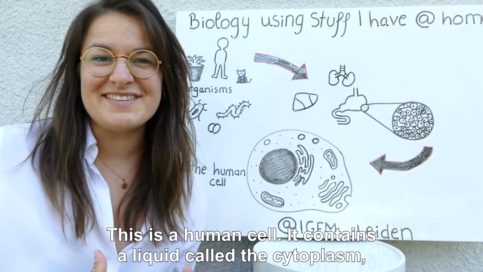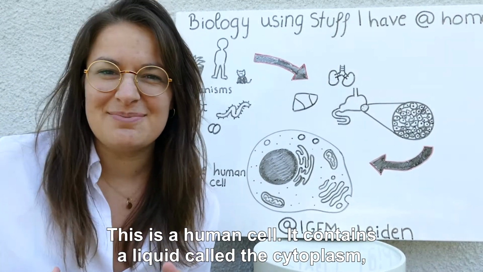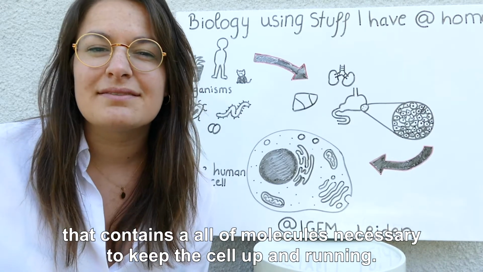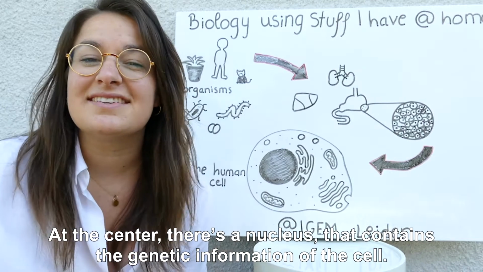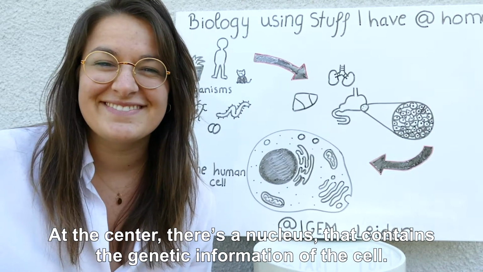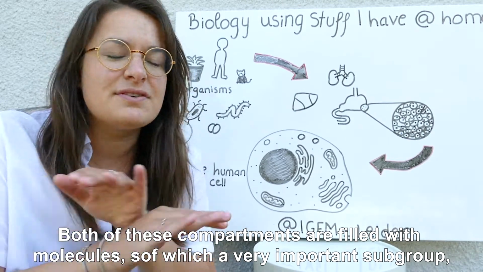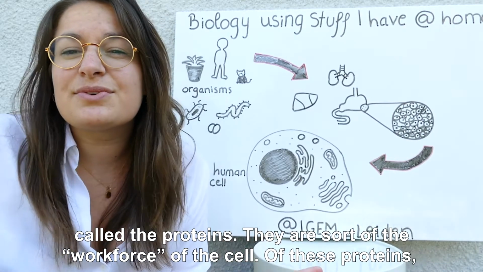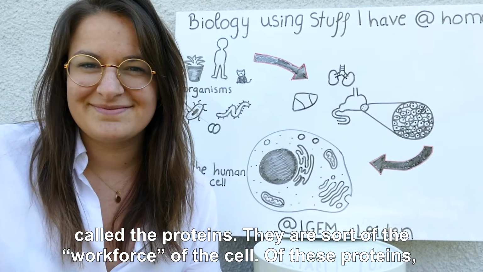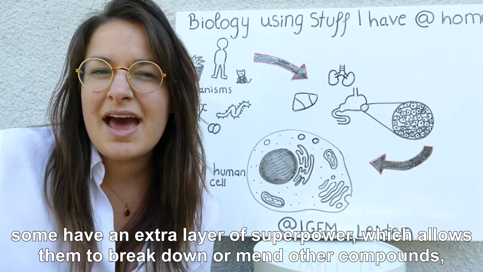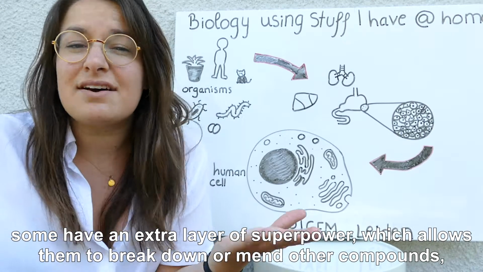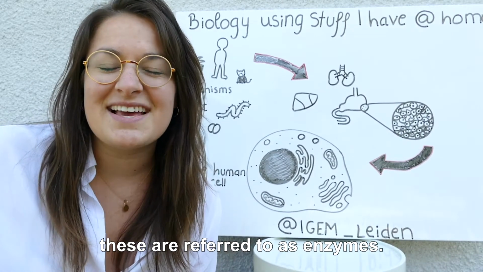This is a human cell. It contains a liquid called the cytoplasm that contains all of the molecules necessary to keep the cell up and running. At the center, there's a nucleus that contains the genetic information of the cell. Both of these compartments are filled with molecules, of which a very important subgroup called the proteins. They're sort of the workforce of the cell. Of these proteins, some have an extra layer of superpower, which allows them to break down or mend other compounds, and these are referred to as enzymes.